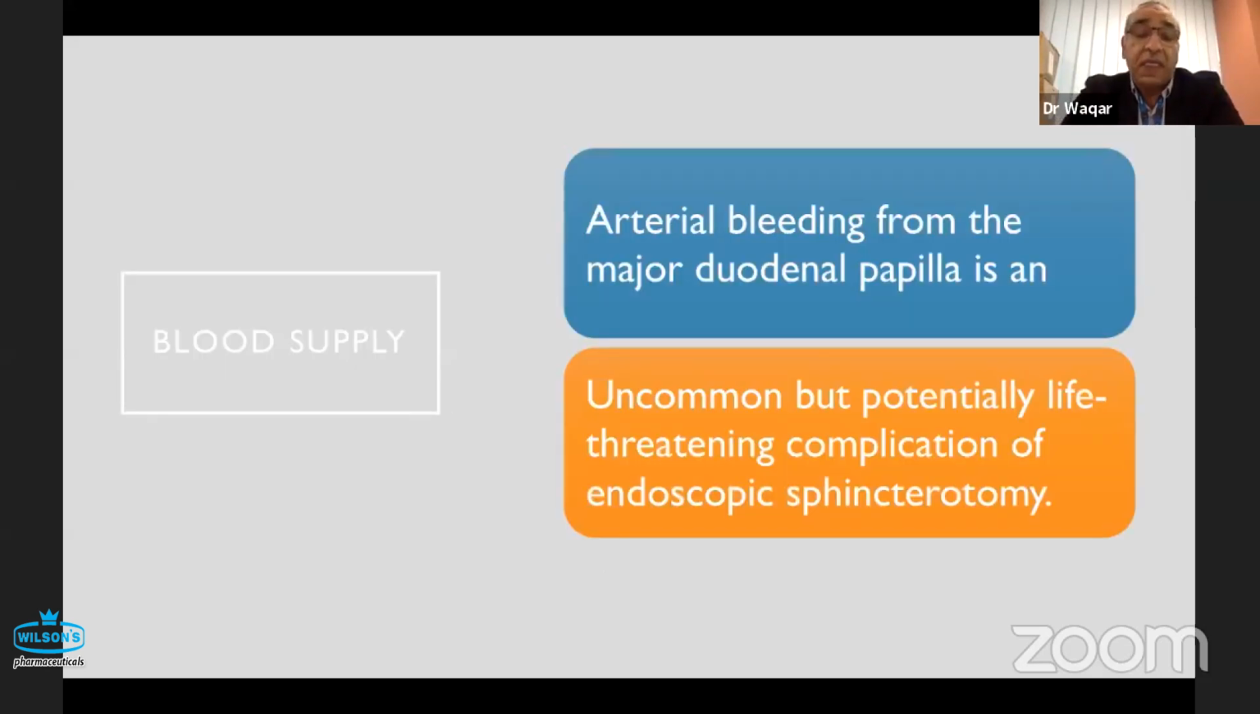Now, another complication which is related to the papilla or the ERCP is hemorrhage. Arterial bleeding from the major duodenal papilla, fortunately, is an uncommon complication, but sometimes potentially it can be life-threatening. Most of the time, the bleeding observed after sphincterotomy settles on its own or might require minimal intervention, but very rarely it might be life-threatening and may require more active intervention like interventional radiologist or surgical intervention.